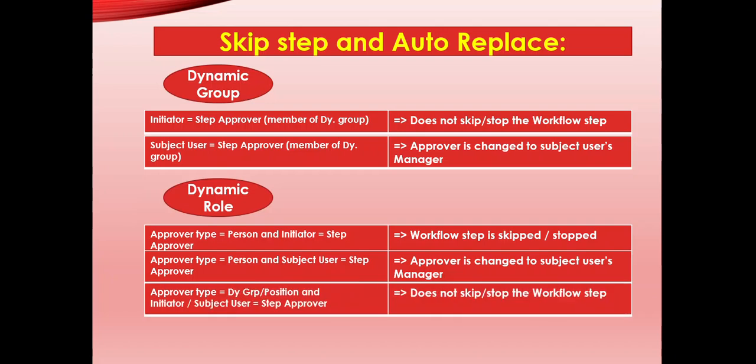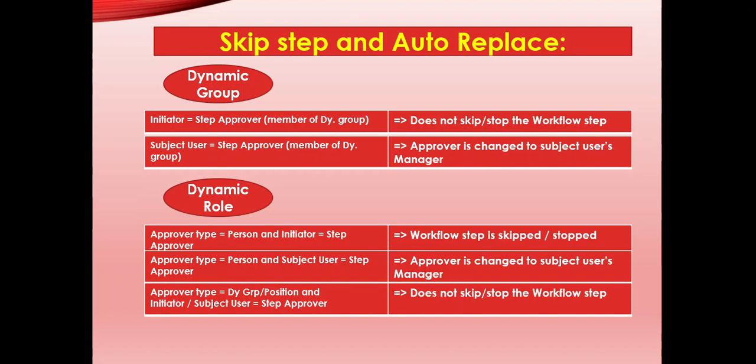The third point is when the approver type is dynamic group, not person. That means multiple persons are the approvers, a set of people. In that case, if the initiator and approver are the same, or the subject user and approver are the same, the workflow will not skip, because there are other members available in that set of the dynamic group who can approve that workflow. That's why. So these are the exceptional cases, and for these SAP has already built the replacement logic.